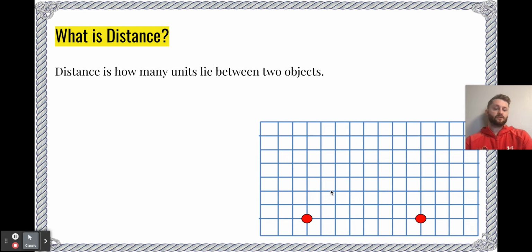In this case of a grid here, when two objects are horizontal, we can just count the number of grid marks between them. 1, 2, 3, 4, 5, 6, 7, 8. And so that would mean the distance here would be 8. Well, mathematically, we have better ways of doing that.